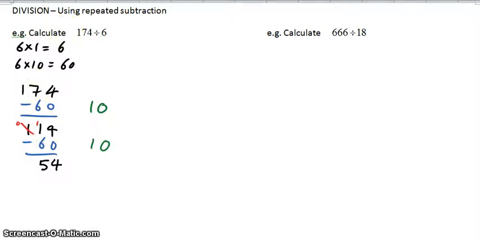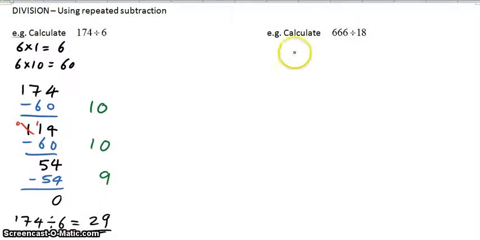Now, because I know my times table, hint hint, I can simply take off 9 lots. Sorry, just trying to get my colours right to give me a 0 there. So what I've done there is I've taken 9 sixes off 54. What does that tell me? That tells me that 174 divided by 6 is 10, plus 10 is 20, plus 9 is 29. There are 29 sixes in 174. That's nice and straightforward. Let's look at the next one.